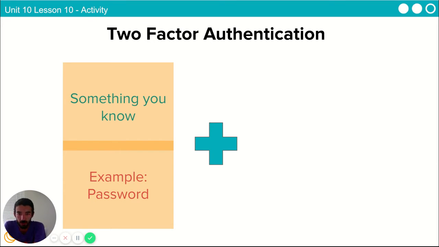I want you to pause, and in your journal, I want you to write down, what do you think is another way to protect your data? What's another way of protecting the data that you have?